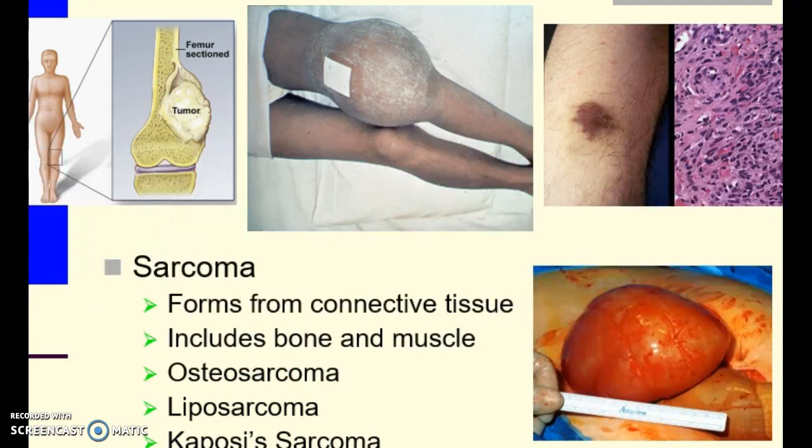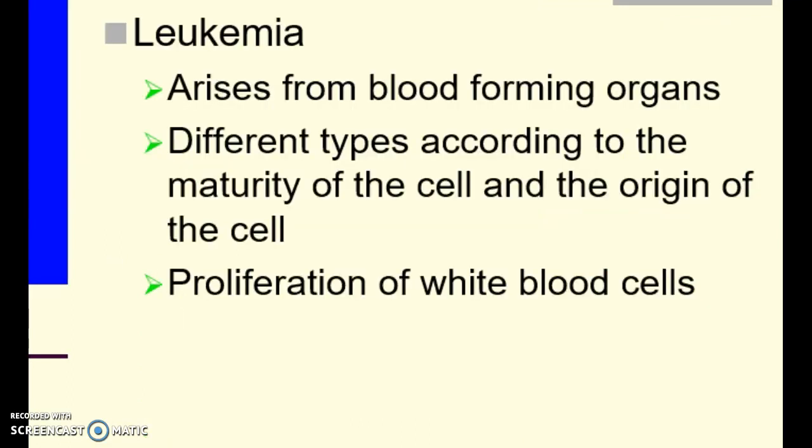Sarcoma is connective tissue that becomes cancerous, and can include bone and muscle. Osteosarcoma is obviously bone. Liposarcoma is a connective tissue, and Kaposi's sarcoma has to do with organs and vital organs and connective tissue. Leukemia is a blood-forming tissue, starts in the bone marrow and the spleen.